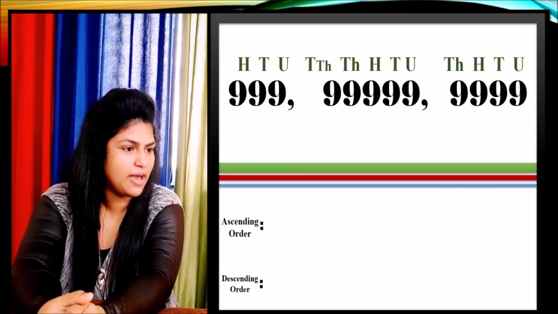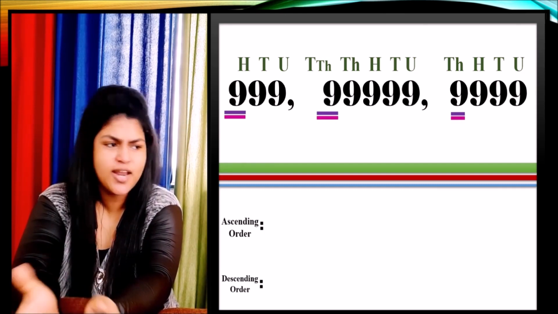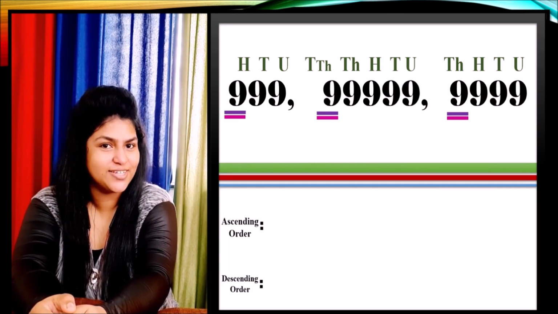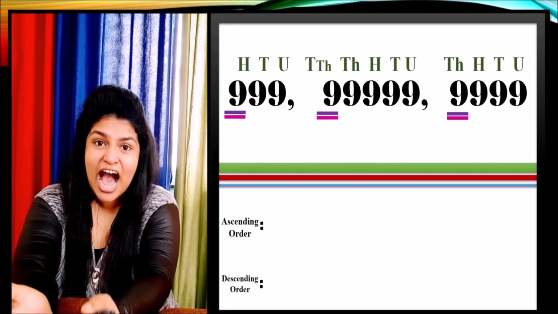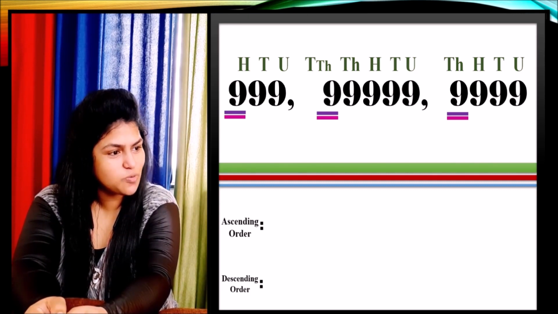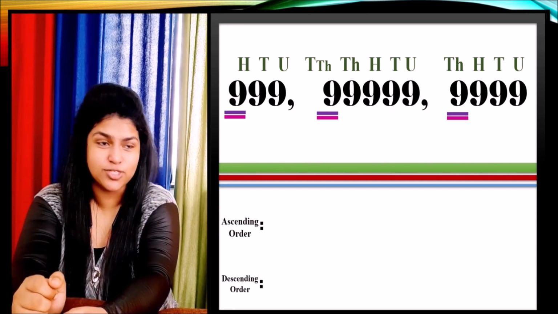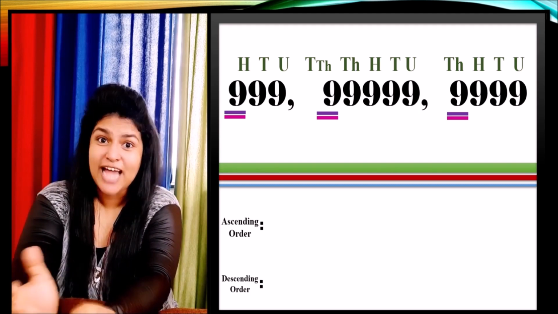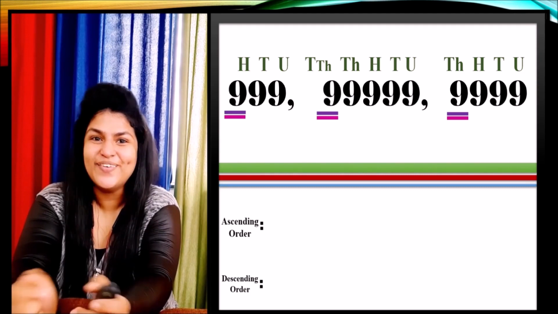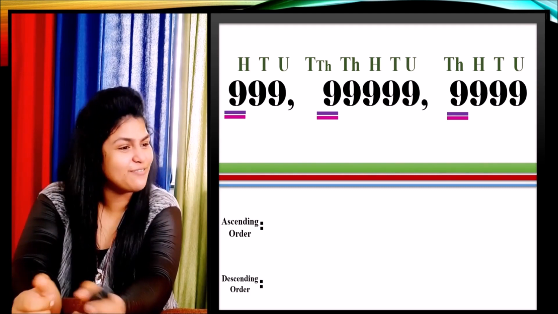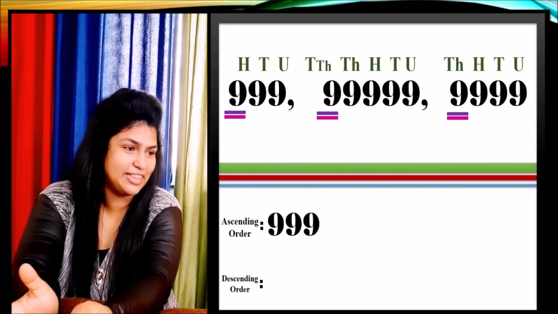The first number I have is 9, 9 and 9. But did you see something? The first number 9 is in the hundreds place. The next one is in the 10,000s place. And the other one is in the thousands place. So naturally, which one is small? The one in the hundreds place. So the first 999 will be in the ascending.